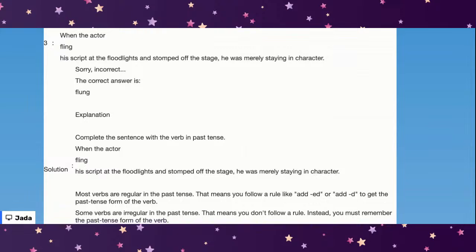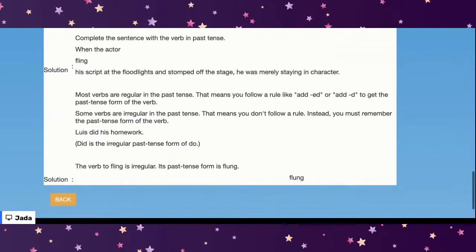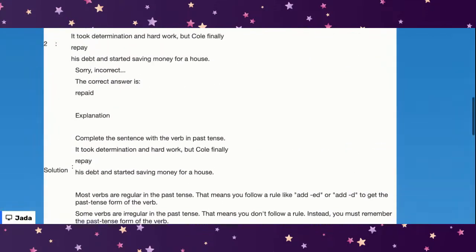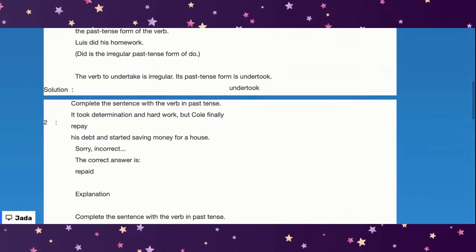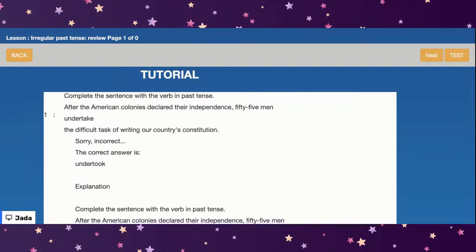You have to put the past tense of fling, the irregular past, and it will be flung. Okay, that's the irregular past. So you have to put them in the right form. Okay, so let's look at some more examples.